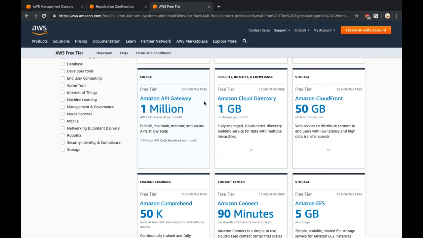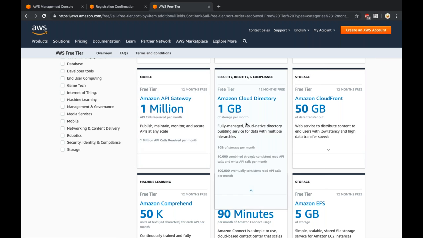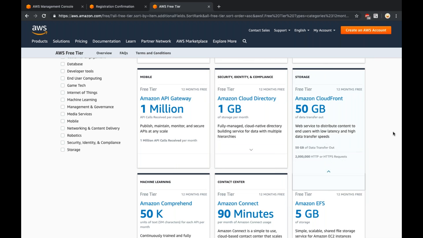Then there's an API gateway service available, which offers you 1 million API gateway calls per month for free. Cloud Directory, which is a directory tool for building up your database and the hierarchies of your organization, is again 1 GB per month for free. The CloudFront that we are talking about, the content delivery network, is a CloudFront technology which offers you 50 GB of data transfer out every month.